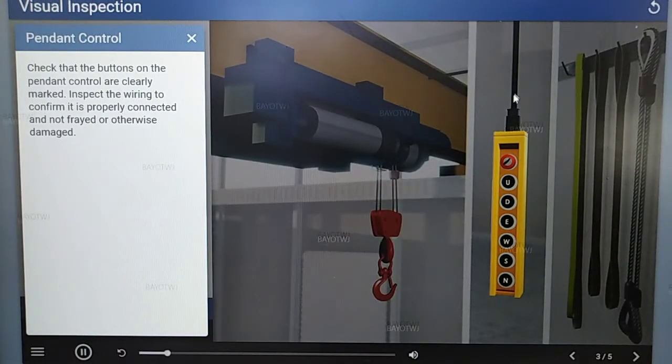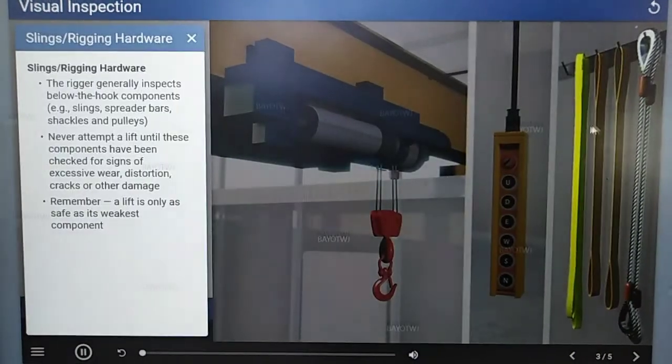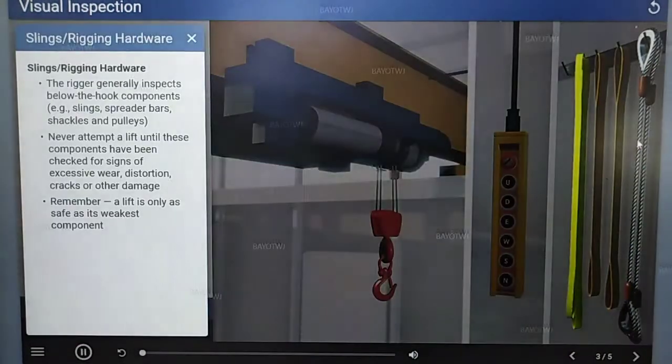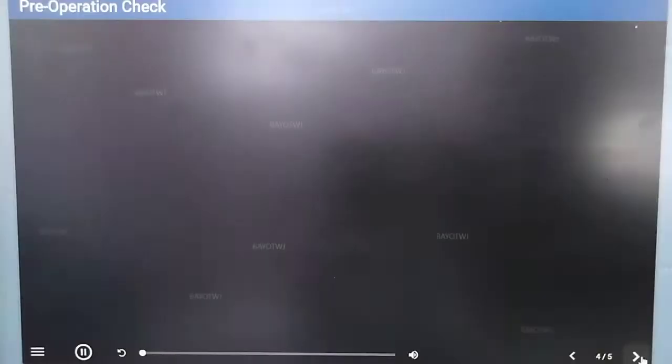The person responsible for rigging generally inspects slings and other below-the-hook components, such as spreader bars, shackles, and pulleys. Never attempt a lift until these components have been checked for signs of excessive wear, distortion, cracks, or other damage. Remember, a lift is only as safe as its weakest component.